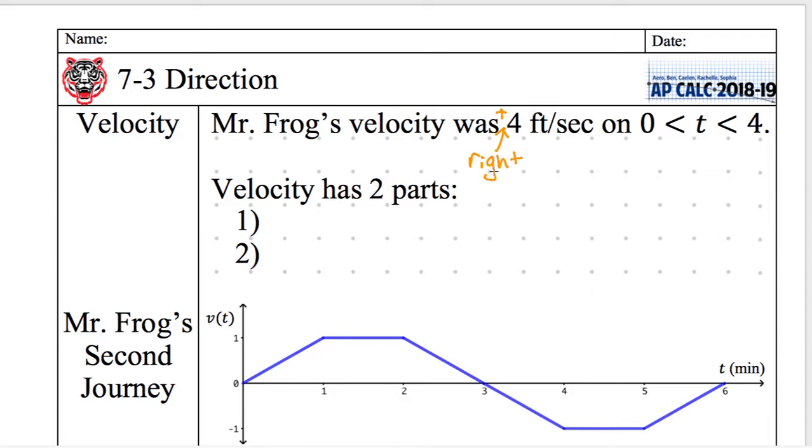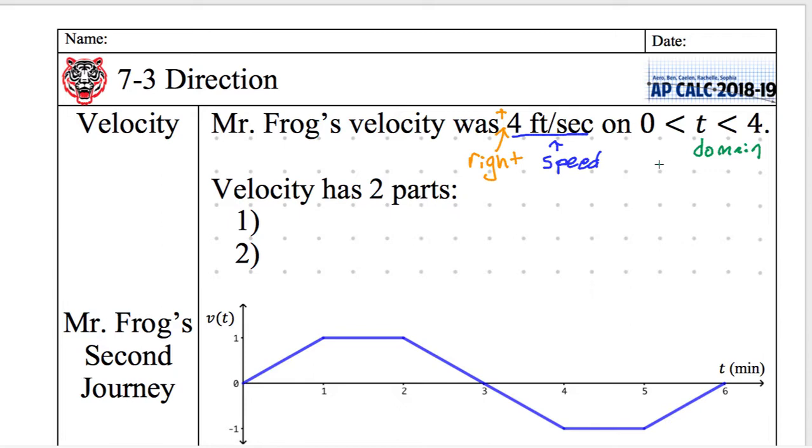And then you have 4 feet per second. So this 4 feet per second, that is going to be your speed. And then, of course, you have your domain. It's not super important, but we can just say that's our domain. So that is a velocity problem.